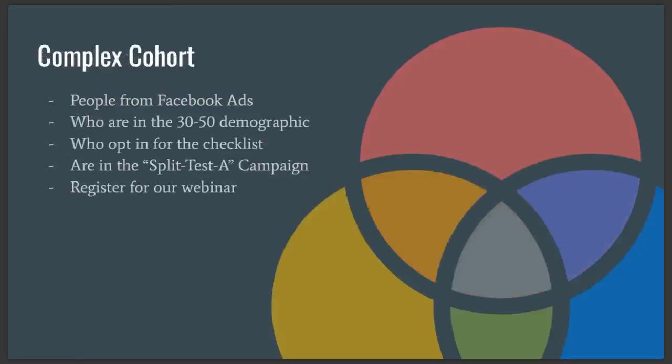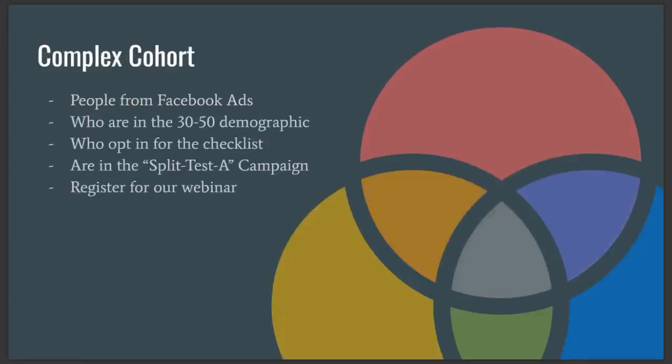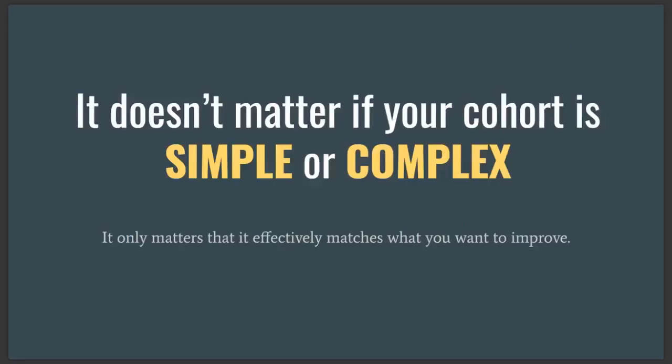Well, it gets a little complicated because what if we have a complex cohort? People from Facebook ads who are in the 30 to 50 demographic, who opt in for a checklist, who are in the split test A campaign, and who register for a webinar. It's very easy when we had a simple cohort to get the value. It gets a little bit more difficult here. Now, it doesn't matter if your cohort is simple or complex. At the end of the day, it doesn't matter if we are measuring just Facebook people or we are really drilling down into specific items. It really only matters that it effectively matches what you want to improve.